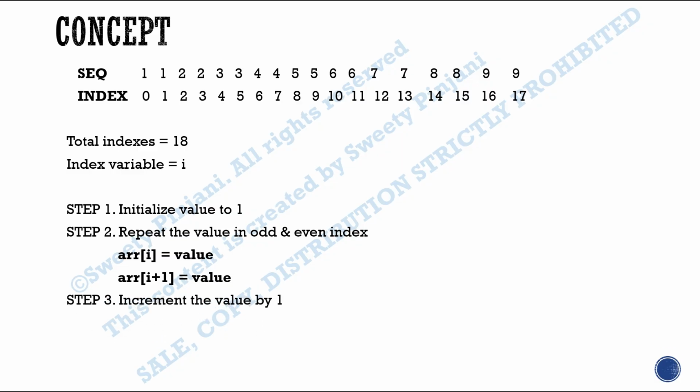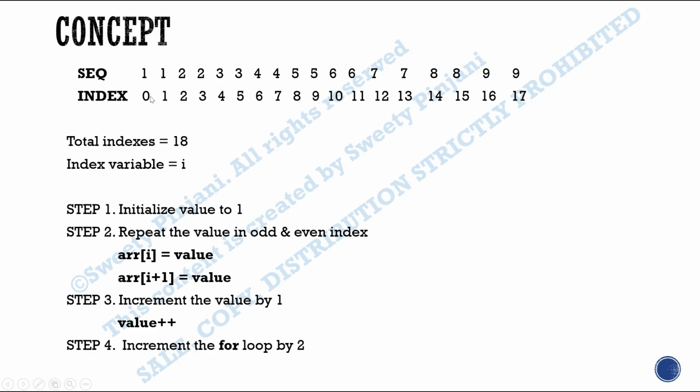Next thing is you have to increment the value by 1. Once you have made this assignment to I and I plus 1, you have to increment the value by 1. And the loop variable which you are using to assign the value will not be incremented by 1. It will be incremented by 2. Why? Because inside one loop, you are assigning values to two elements of the index at a time. In one go, you are assigning values to two elements of indexes. That is the reason you have to increment the for loop by 2, because in one for loop, two values are already assigned. Next time, you have to increment by 2 and so on.